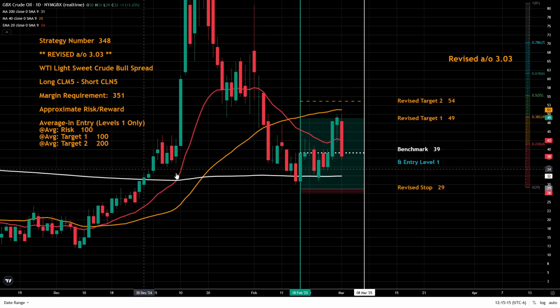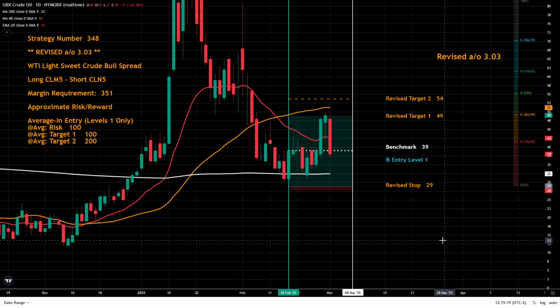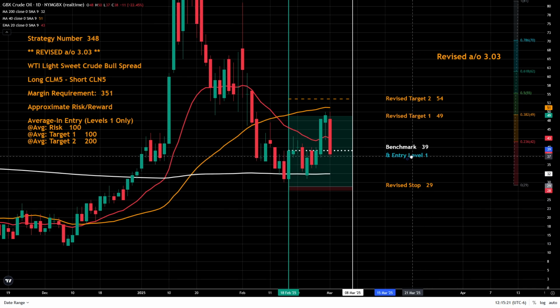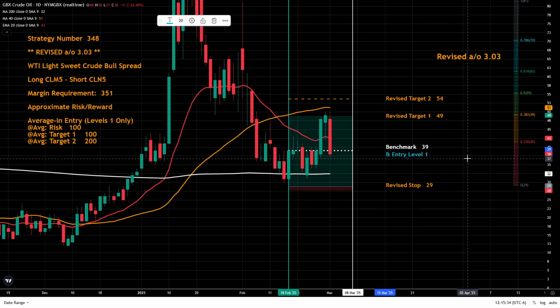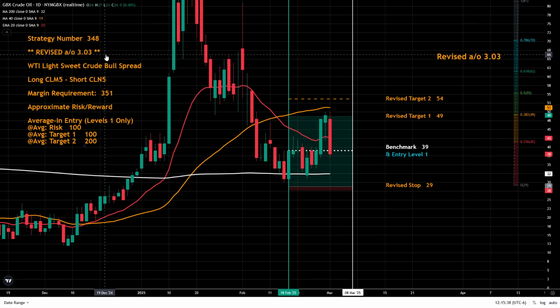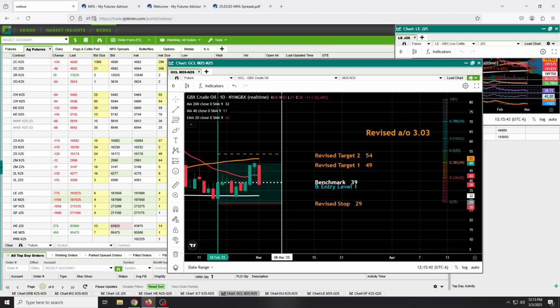You can see that right here, and we will see what happens. So currently sitting with some level of unrealized loss, modest unrealized loss. The first entry level is right here at 39, so that's where those are in who are the more aggressive traders. And we'll see how this plays out for the rest of the week. All right, so that's strategy number 348, and we'll see how this plays out. Okay.